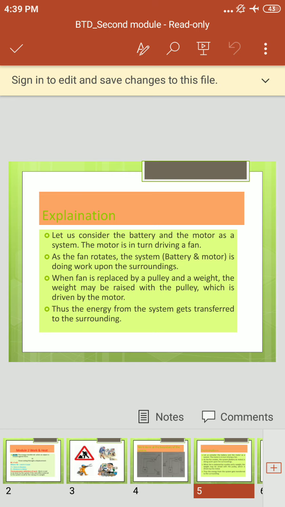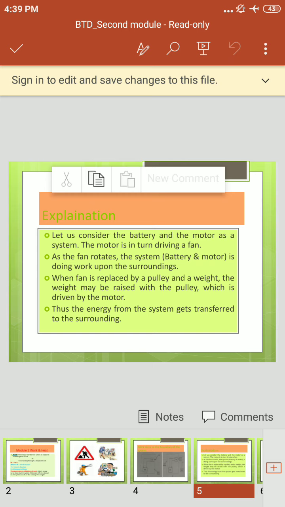Okay, next, this is just an explanation. Whatever I explained here is the general explanation. Let us consider the battery and the motor as a system. Already explained, the motor in turn drives a fan. When the fan rotates, the system, the battery and motor, is doing work upon the surroundings. This system, battery and motor, acts as a system that can do work on the fan.